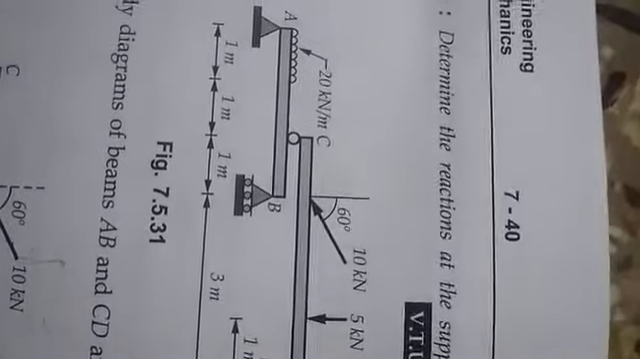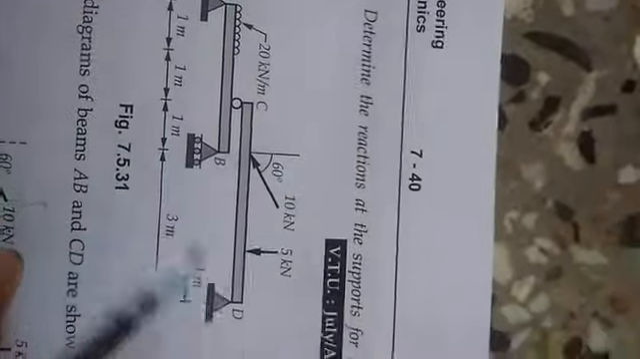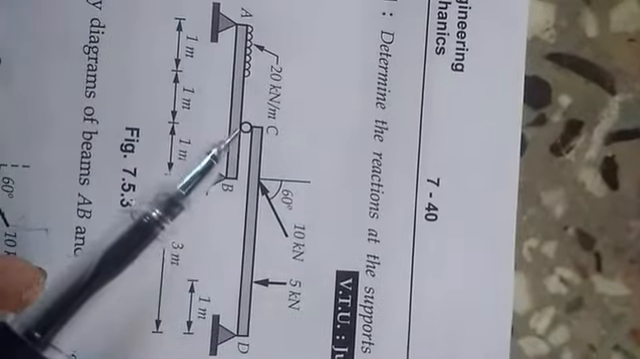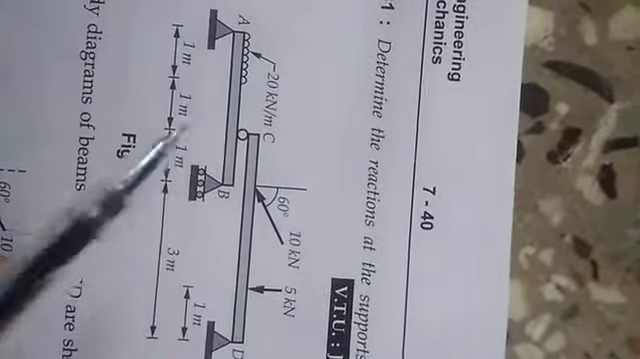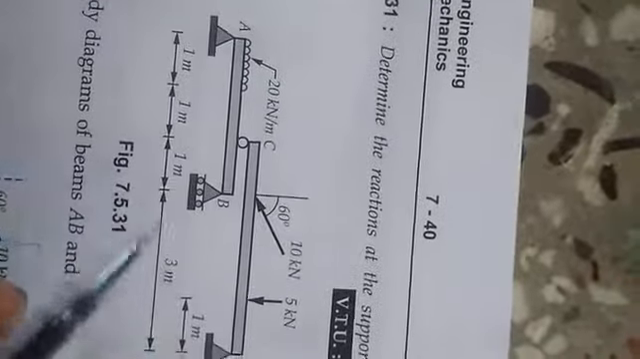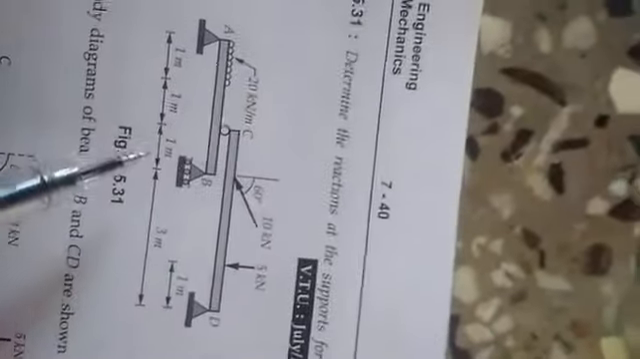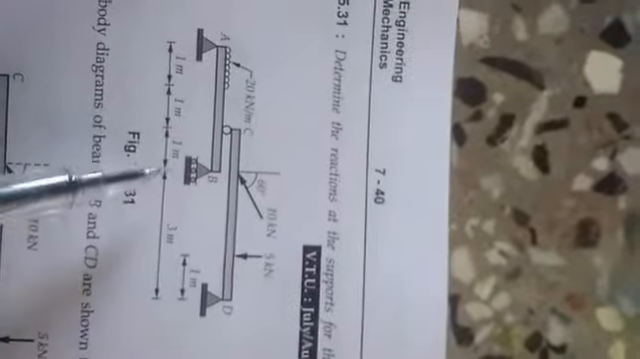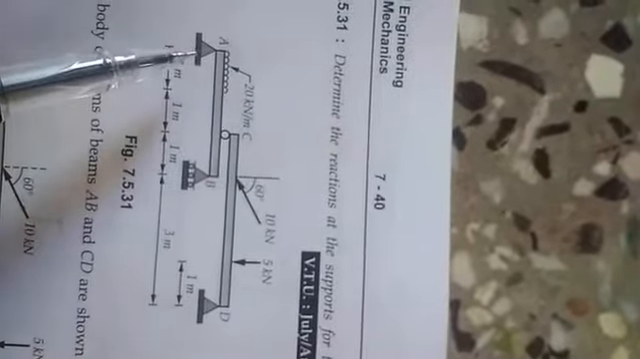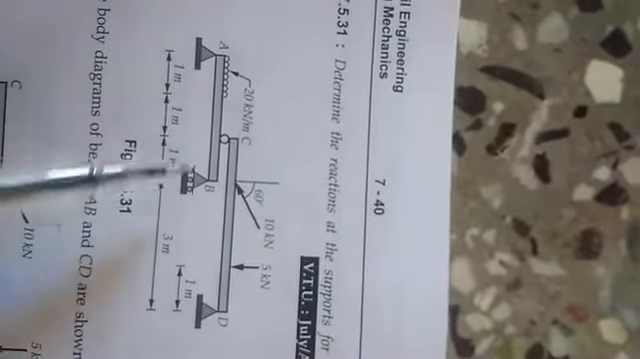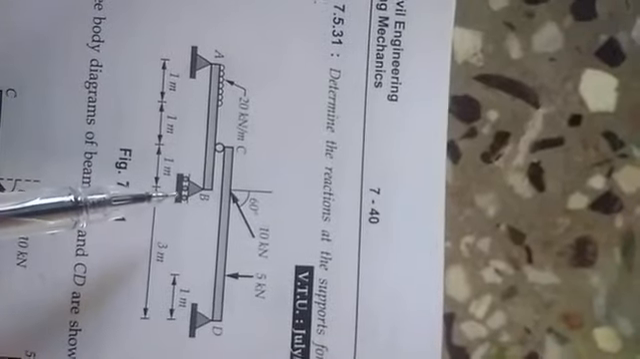This is another problem of finding the reactions at A, B, C and D. So you have to find out the reactions at these points. Before going to that, you have to see this very carefully. This is a hinge, you can find it very easily, and this is also a roller, and this is also a hinge.